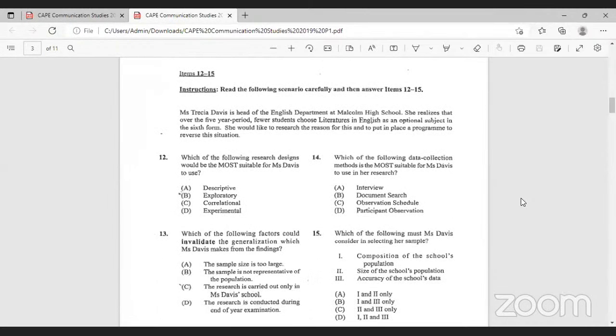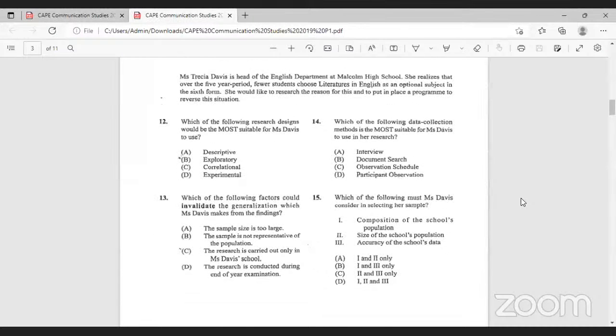So 12 to 15, still in module 1. And it's the same thing as the questions from 8 to 11, where we're reading a small extract and then answering these 4 questions. So Miss Tricia Davis is the head of the English department at Malcolm High School. She realizes that over the 5-year period, fewer students choose literatures in English as an optional subject in 6th form. She would like to research the reason for this and to put in place a program to reverse this situation.